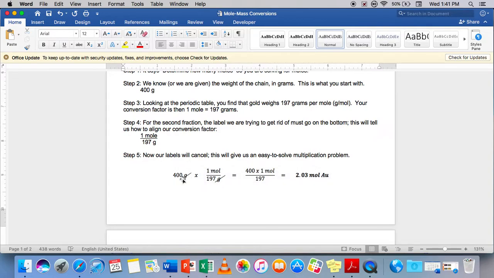Then I would go to my calculator, and just like the other dimensional analysis problems, you take whatever number is on top and multiply, and whatever number is on the bottom and you divide. So I would put in my calculator 400 times 1 divided by 197, which we can see here. If I put that in my calculator, I get 2.03 moles of gold, or Au.